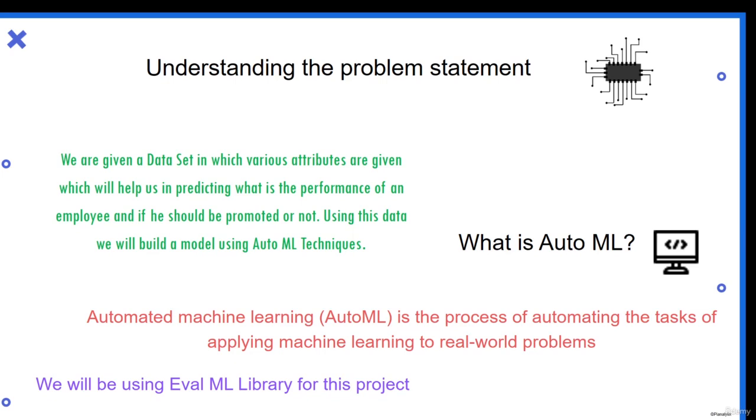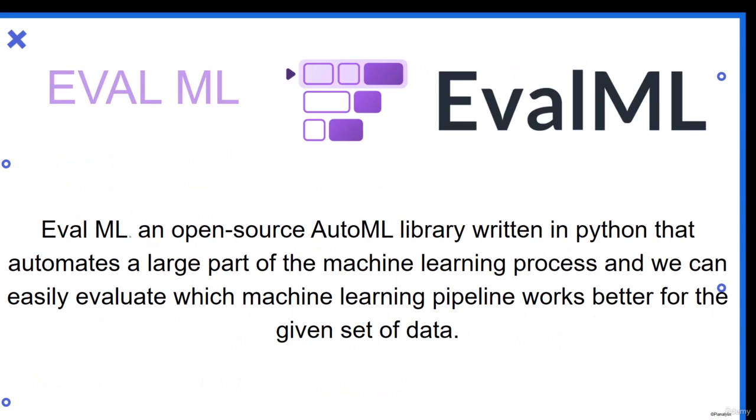Now in this we'll be using the EvalML library. There are various AutoML libraries, but we'll be using EvalML for this project. So what is EvalML? EvalML is an open source AutoML library written in Python that automates a large part of the machine learning process, and we can easily evaluate which machine learning pipeline works better for the given set of data. This is a pretty popular library, and we'll be seeing these different aspects of it in the further sections.